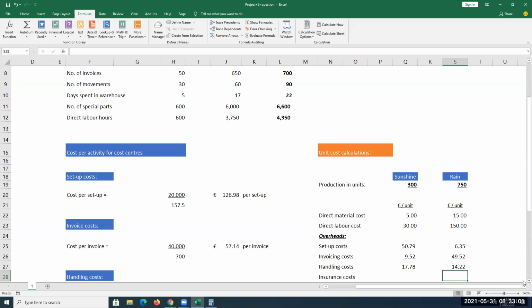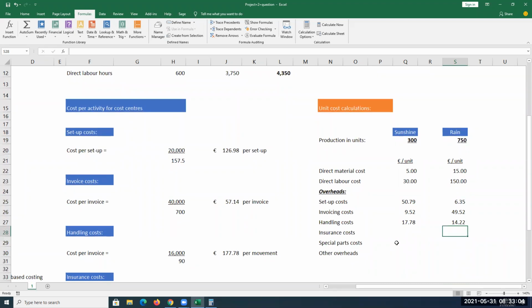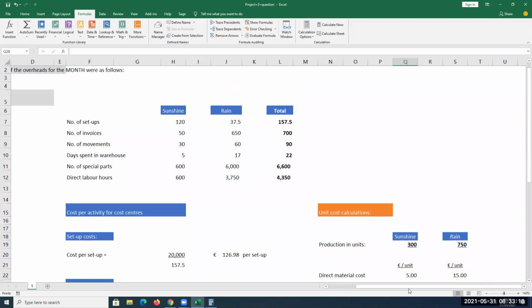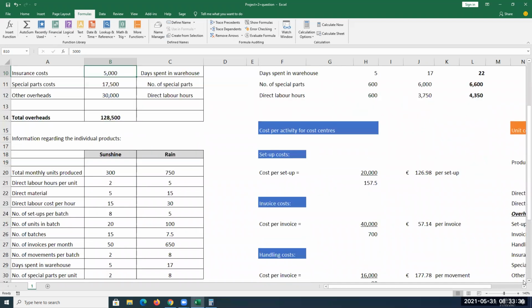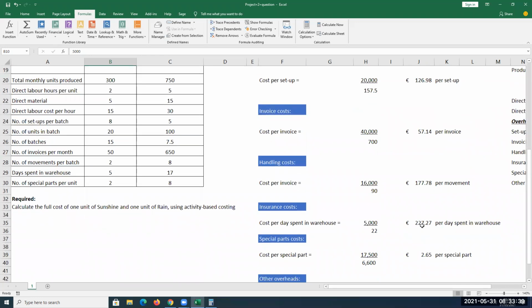Now next, insurance cost. Now this time I will calculate per unit, but first of all I want to show you why I am dividing by 300 and 750. Okay, insurance cost according to this table is 5,000 euro, and this 5,000 euro cost driver is days spent in the warehouse. That is the cost center. So I calculated for the insurance cost 227.27 euro per day spent in the warehouse.